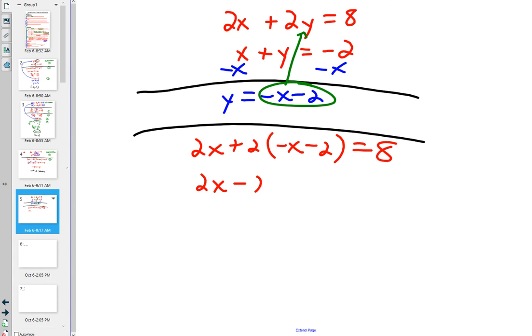So 2x minus, I see what you did there. All the variables canceled. Is negative 4 equal to 8? No. So we still have no solution.